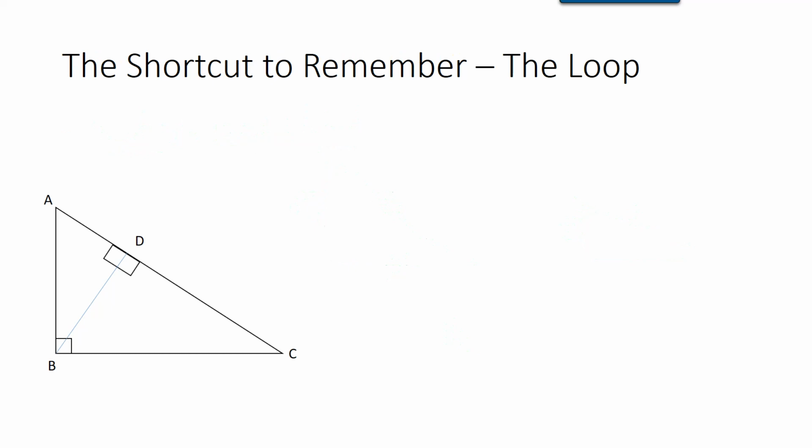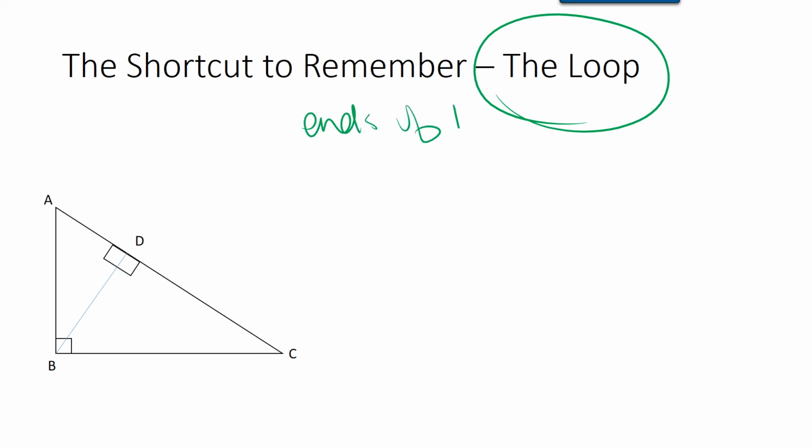Okay? Really, the shortcut here I want you to remember is called the loop. Alright? And it's going to save you some time, because I really don't want you to redraw. You're at home right now, and I'm not there to answer your questions. I'm not going to have you redraw all of these triangles. I'm going to have you use this shortcut called the loop. Now, the loop goes from the ends of the hypotenuse of the big triangle. Okay, so it starts here at A, and its goal is to get to C.